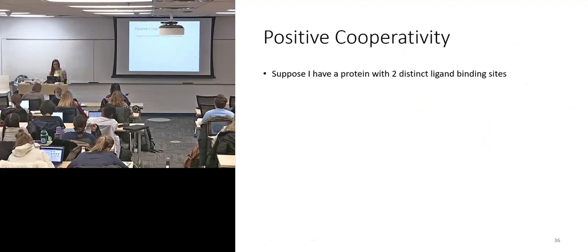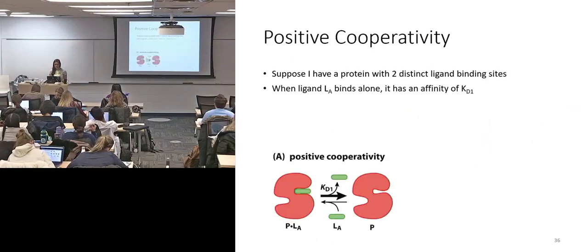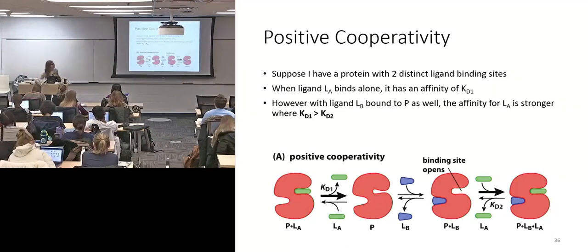So with positive cooperativity, I have a protein with two distinct binding sites. When ligand A binds alone, it would have some affinity KD1. However, imagine that you have a separate ligand, ligand B, that when it binds, it changes the shape of the binding site for A, making it even stronger, right? It's positive cooperativity. It's making the affinity higher, stronger binding. Like I said, a way to think of it is once B binds, it makes it easier and more accessible for A to bind.